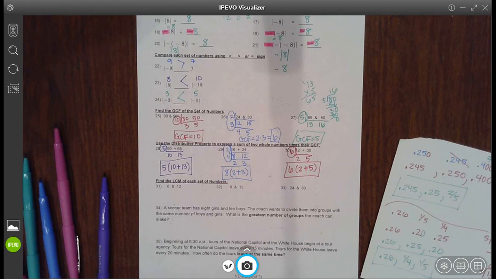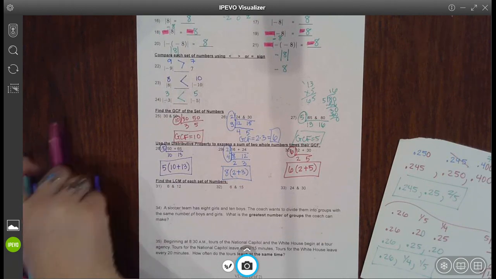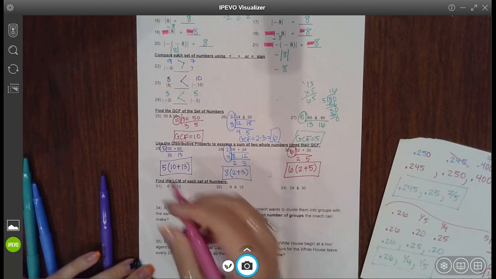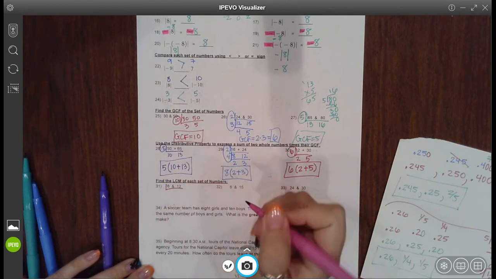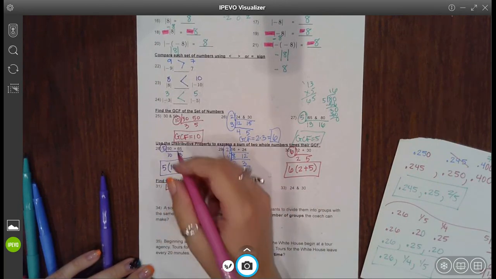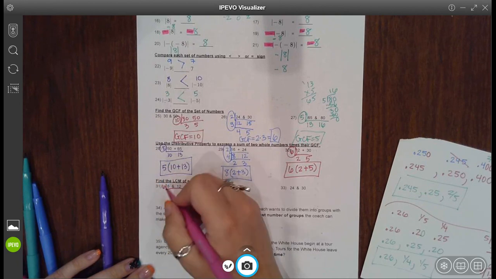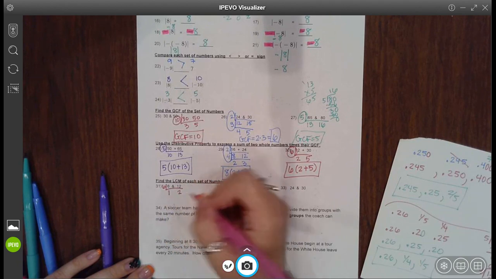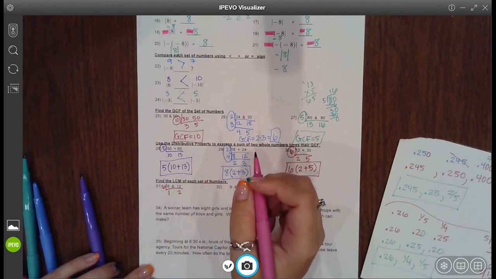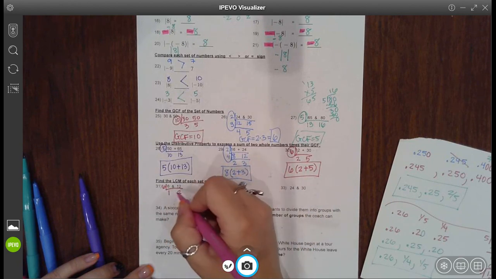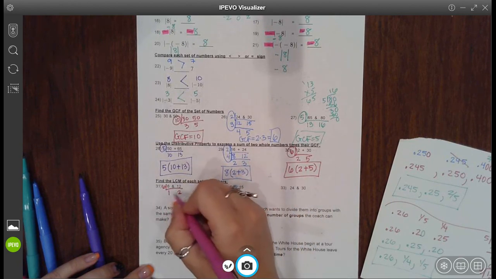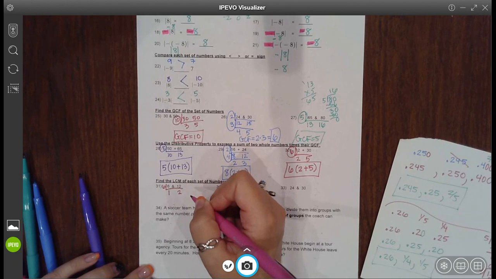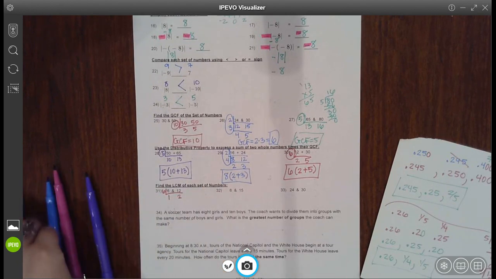Okay, and if that wasn't enough reason of why the ladder method is so cool, even when I want to find the LCM, I can do the ladder method again. What can go into both 6 and 12? 6 can. 6 times what is 6? 1. 6 times what is 12? 2. 6 times 1 is 6. 6 times 2 is 12. Can anything go into 1 and 2? No.